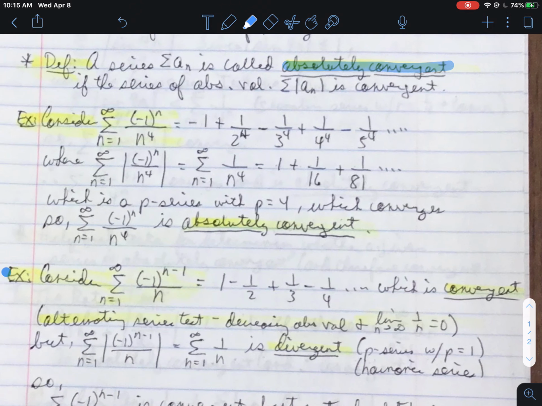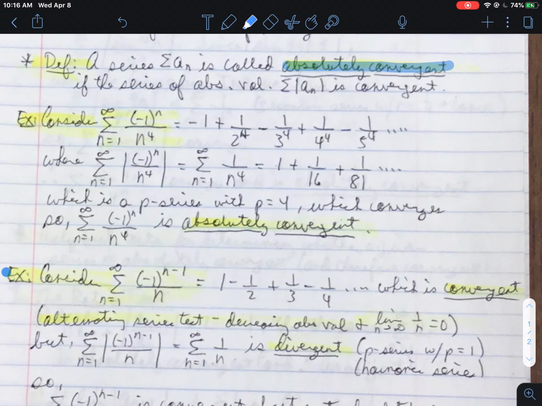So for example, if I take the sum as n goes from 1 to infinity of negative 1 to the n over n to the fourth, looking at the first few terms of that series, for n equals 1, I've got negative 1. For n equals 2, 1 over 2 to the fourth, positive, and there's our negative 1 to the n. We've talked about it's going to alternate the signs of those terms. So plus 1 over 2 to the fourth, minus 1 over 3 to the fourth, etc.